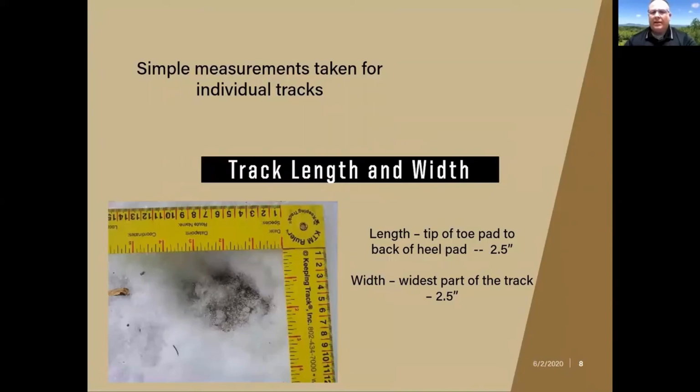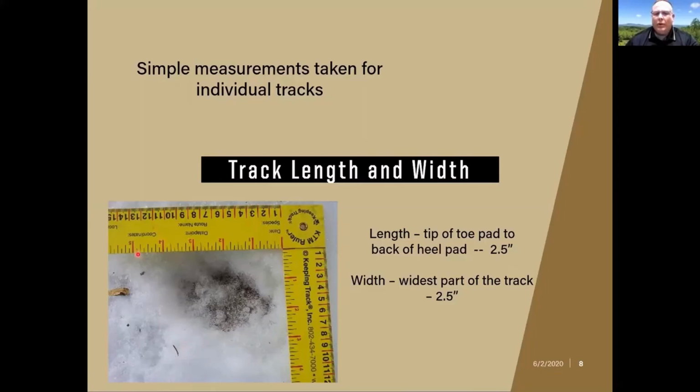So the track length and width are pretty simple measurements taken of individual tracks. When we're actually using this in the field, as I'm following an animal, I like to take 3 or 4 sets of tracks and measurements and average those out. But in this case, we have a nice ruler that is hinged in the middle, and the length of that track is the tip of the toe pad to the back of the heel pad. So we take the measurement in this full track, the tip of the toe to the back of the heel pad, and that's about 2.5 inches.